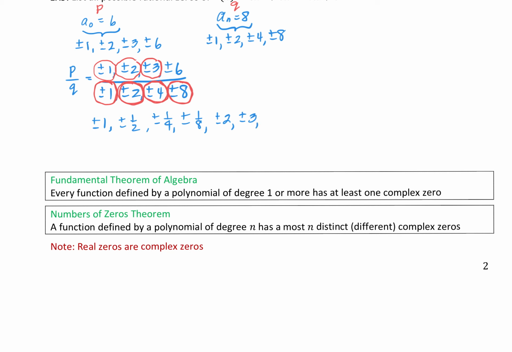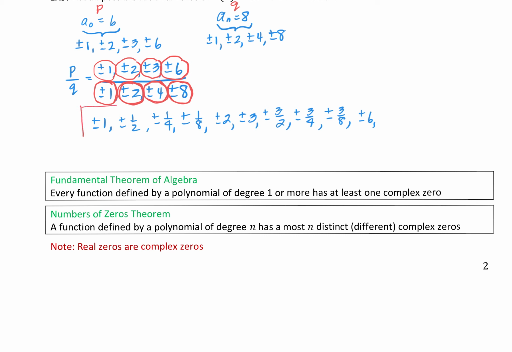Then 3 over 2, plus minus 3/2. 3 over 4, plus minus 3/4. 3 over 8, plus minus 3/8. Go to the 6. 6 over 1, so we have plus minus 6. 6 over 2 would be plus and minus 3, which we have listed. 6 over 4, so that would be 3/2, listed. 6 over 8 is 3/4, which is listed.